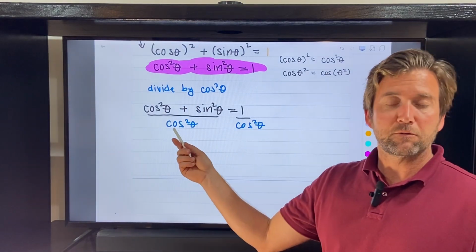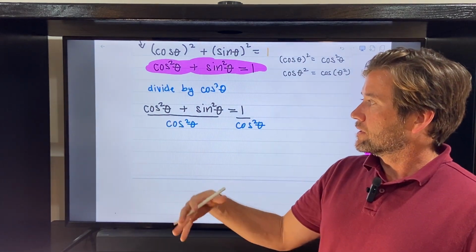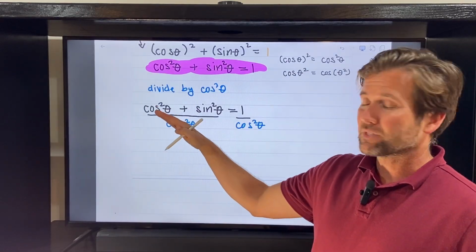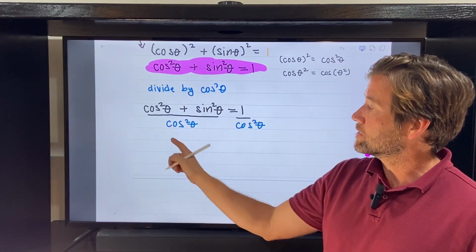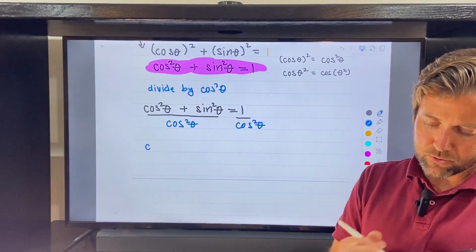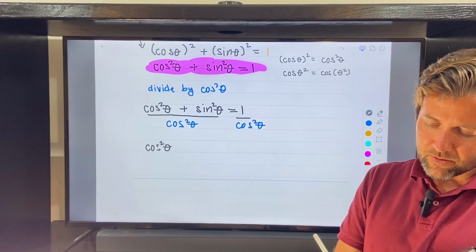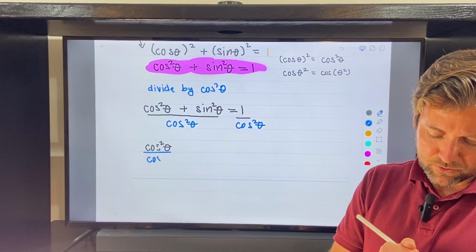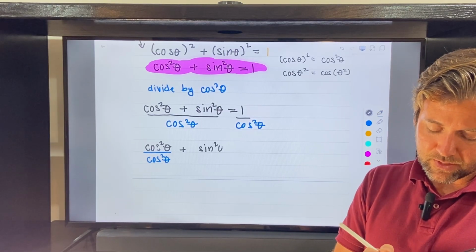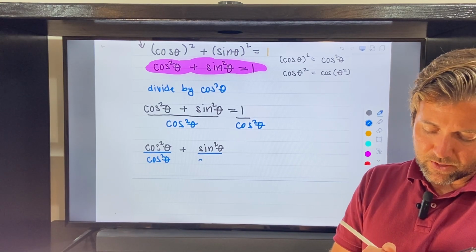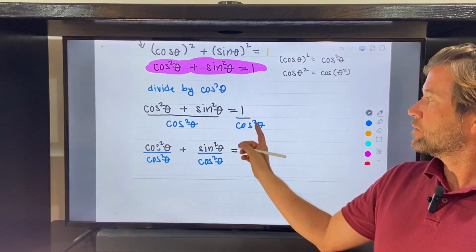Now I'm going to distribute this division, just like multiplication. I'm going to divide this into each of these terms. You're not allowed to cancel terms. If you want to cancel these terms, that's illegal. You'd have 1 plus sine squared of theta, which is wrong. You have to divide in each of these terms. So it's cosine squared of theta divided by cosine squared theta plus sine squared theta divided by cosine squared theta equals 1 over cosine squared theta.